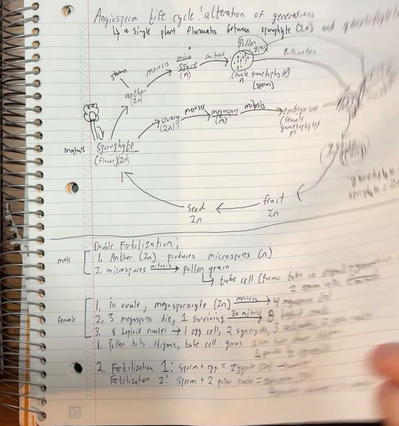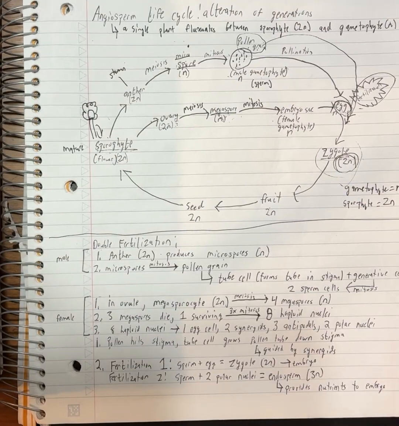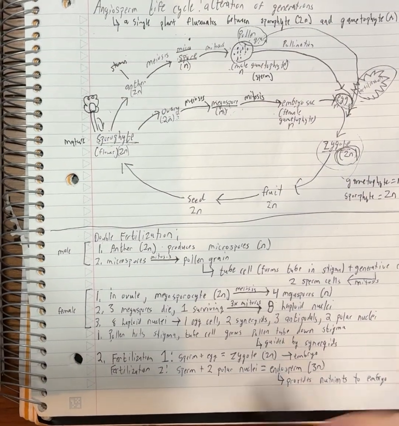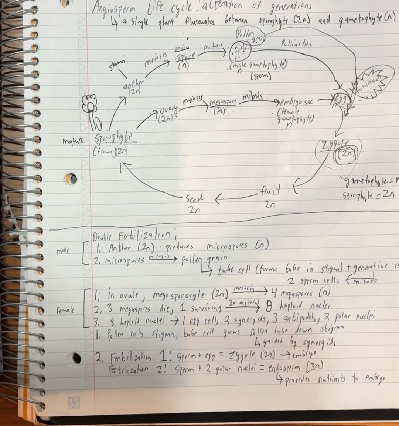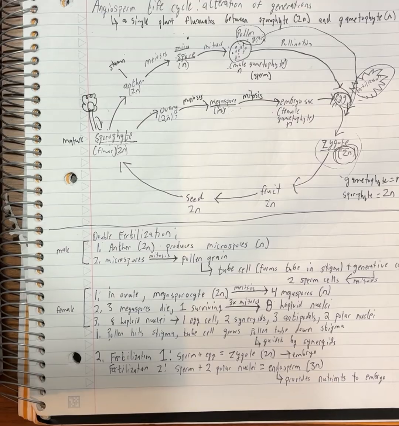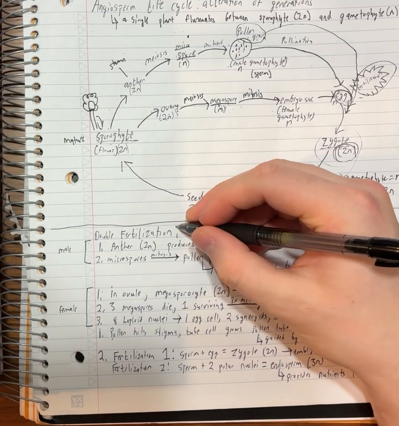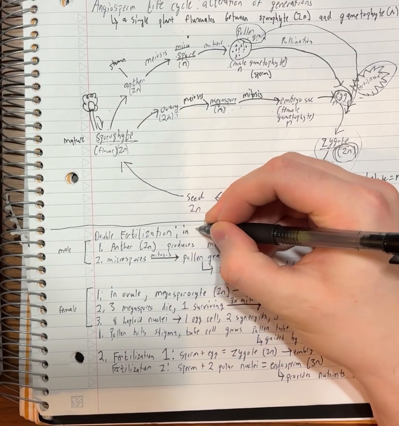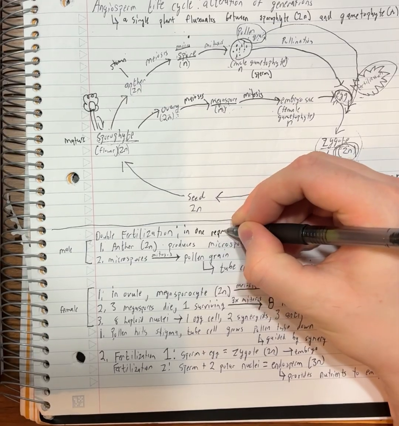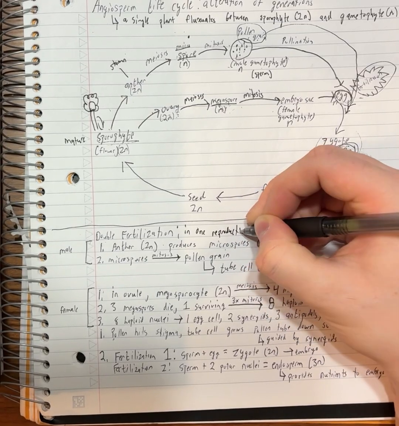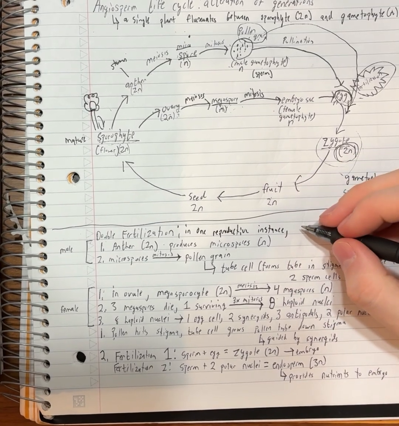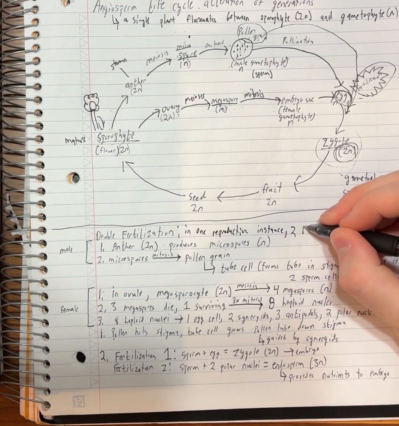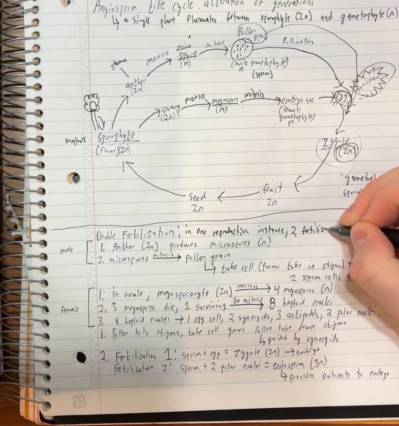I believe the last topic for this chapter, and this is a really big one, is called the double fertilization of plants. Double fertilization means that in one reproductive instance, two fertilizations occur.